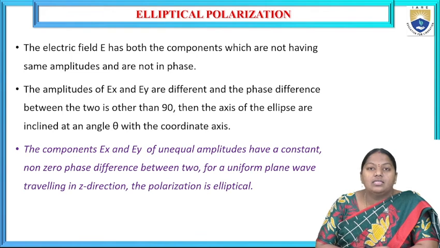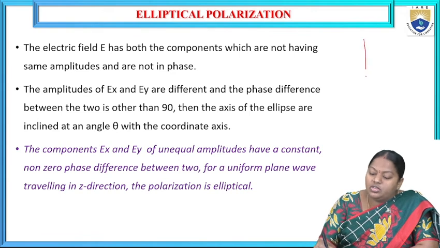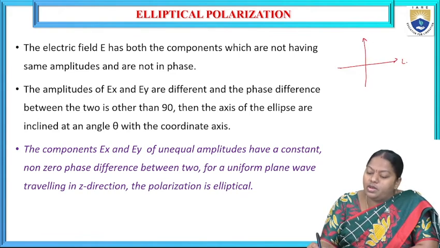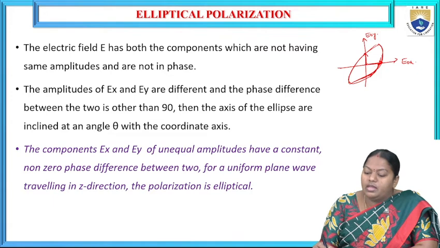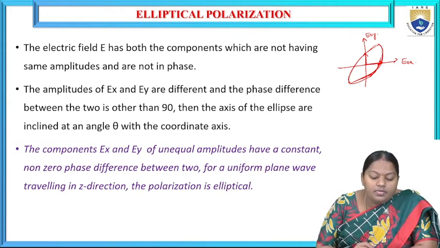Then the second type of polarization is elliptical polarization. As we know, an elliptical shape has E0x and E0y components that are different. If you observe the magnitudes of these two, the lengths are not exactly equal, and the angle between the two is not exactly equal to 90 degrees.